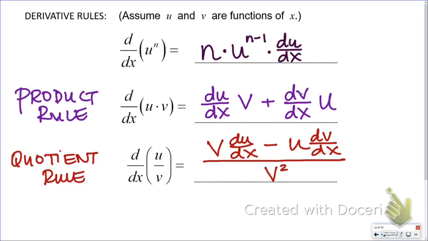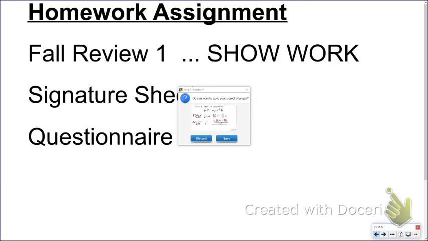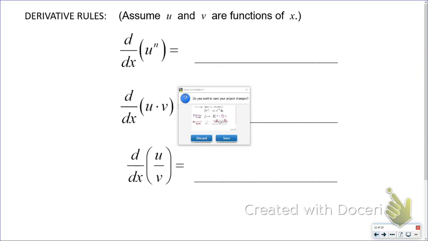So those are your 3 most basic derivative rules, and I think we are all set for this lesson. Are we good here? Yep, that is it. Okay.